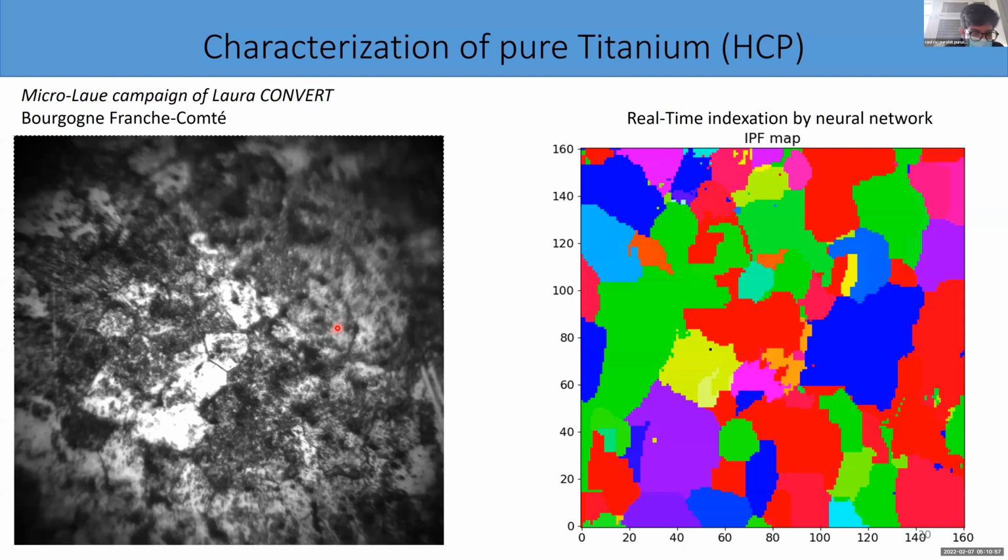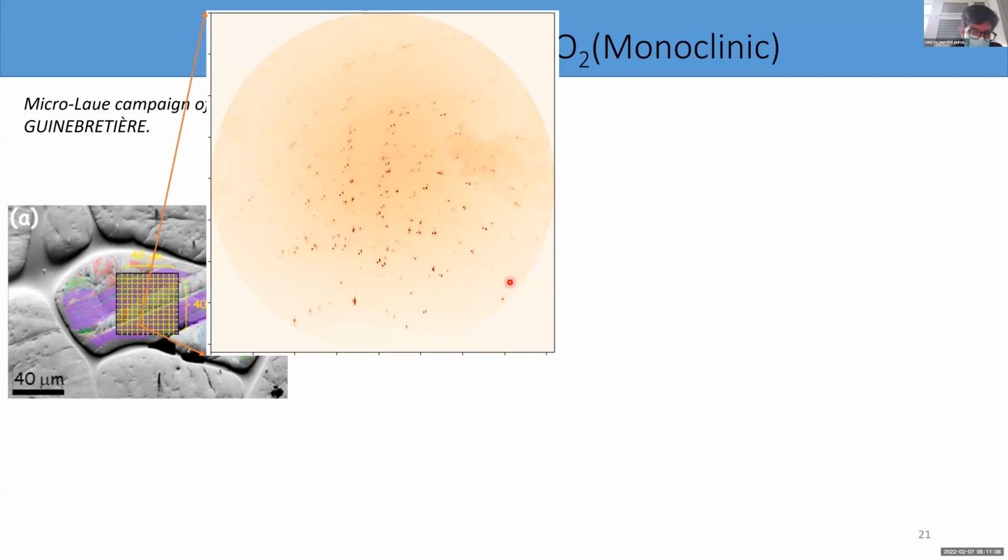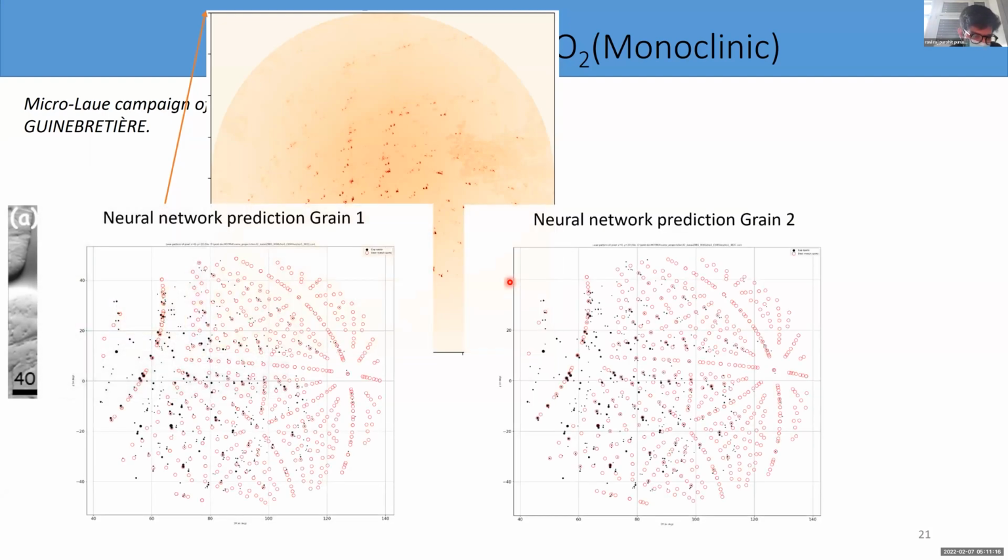So this is one of the examples of a polycrystalline titanium. On the left side is an optical image, and on the right side is a resolved Laue pattern index. And then we also have a case of a zirconia where the Laue patterns can produce some streaking corresponding to slightly misoriented crystals. And the neural network is able to detect these two closely misoriented grains also, as you can see. It is able to predict the first and the second grain.